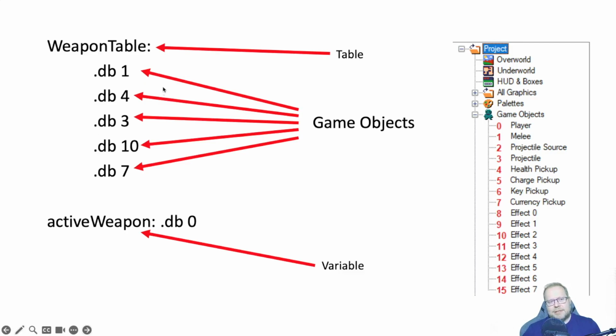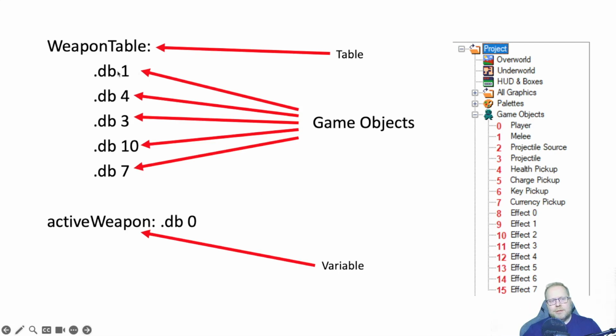Now, in this case, I said that here in my weapon table, each of the numbers in here is going to represent a game object. And just to remind you, game objects in NESmaker are these things, starting from 0 at the top and going down. So each of the entries here is going to be a projectile. I'm going to have 5 different kinds of projectiles that I can shoot in my game.